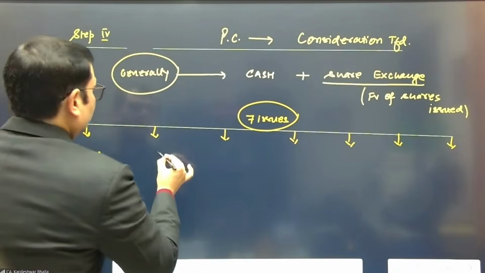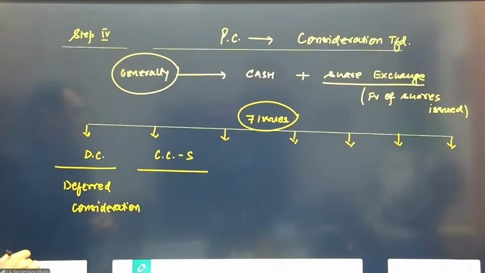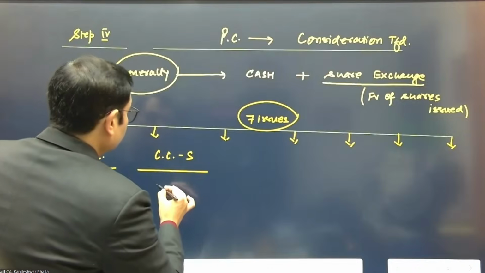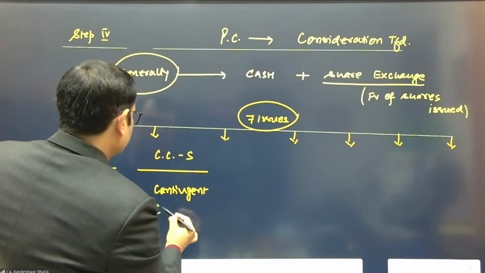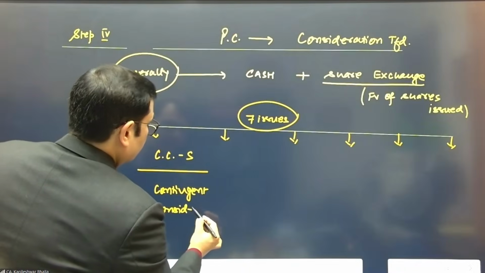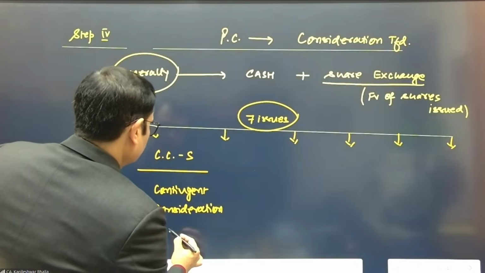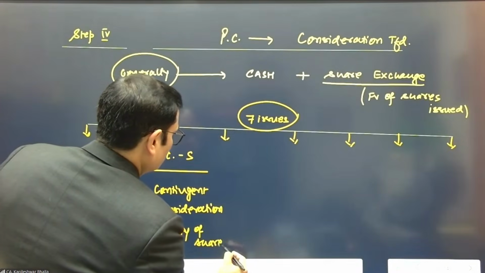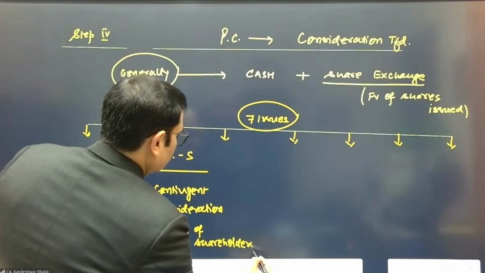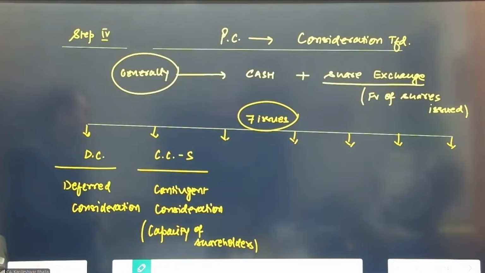The second one is what we call CCS, contingent consideration. It is called contingent consideration in the capacity of shareholder. Don't worry, we will understand each of these issues one by one in detail. So this is CCS, contingent consideration, which is paid in the capacity of the shareholder.